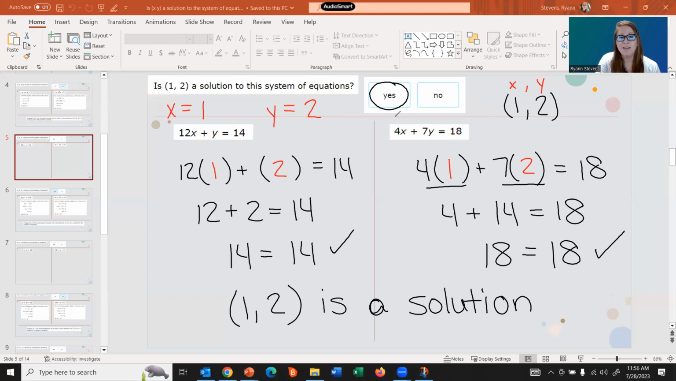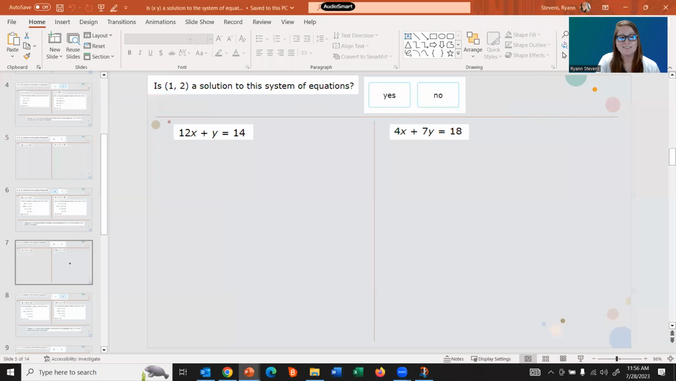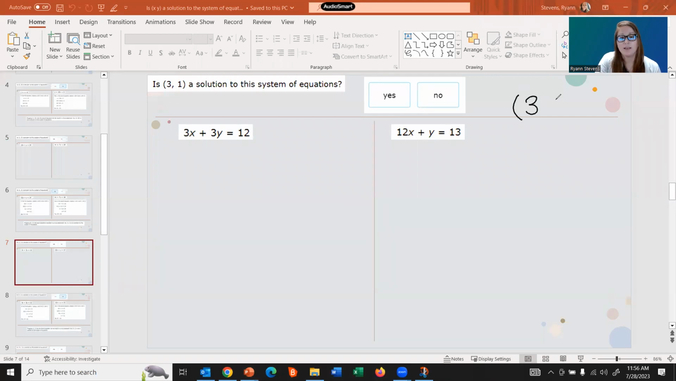All right, we're going to keep going and practice a couple more. So looking at this one, now we have a different ordered pair. Is (3, 1) a solution to the system of equations? Again, we have to remember that our ordered pair is written as x and then y. And so anywhere we have the variable x, we're going to plug in the value of 3, and anywhere we have the variable y, we're going to plug in the number 1.